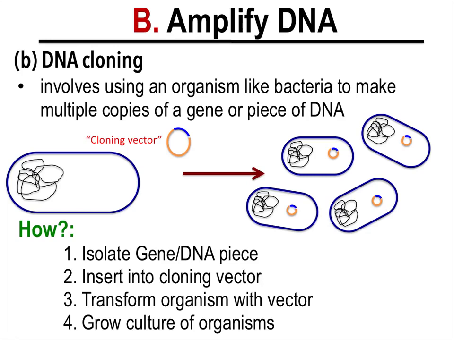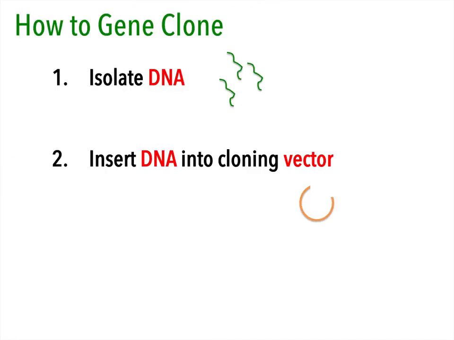And in a nutshell, what's involved with this process is you would first have to isolate your gene or DNA piece that you want to copy. You would isolate it, and then you would insert that piece of DNA into a cloning vector. And so that's what you're seeing here. In blue is the piece of DNA that we want to copy, and we're going to insert it into another piece of DNA that's going to carry our piece of interest and allow us to put it into a bacteria cell.